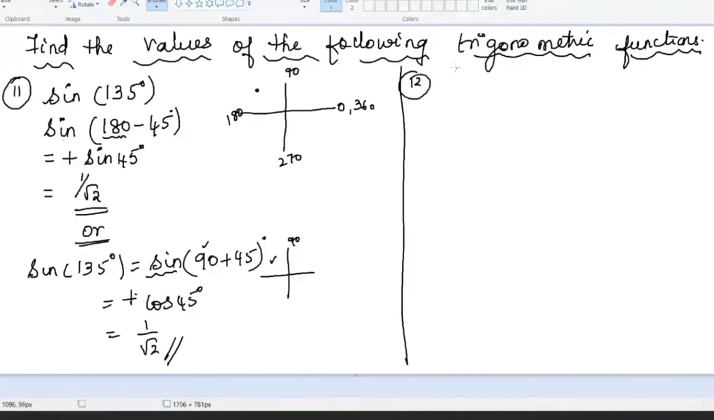Next, go to the next question. 12th one. Tan, let us take the same value, tan 135. Yes, come on, proceed. Get the answer first. What is your answer? Quickly. Tan 135.